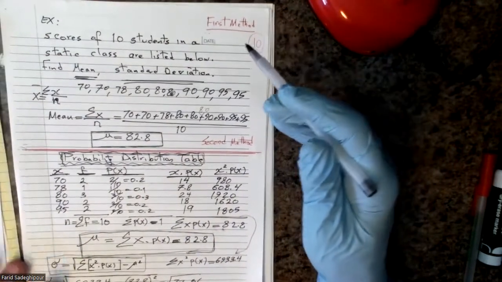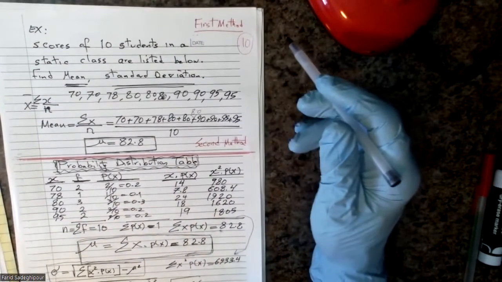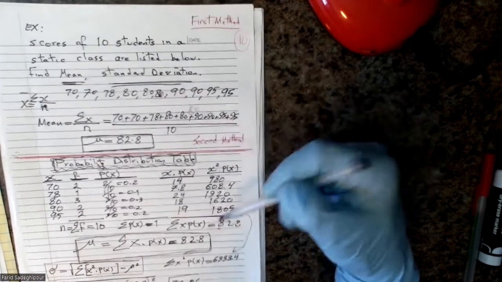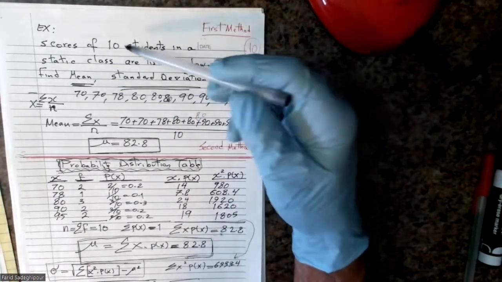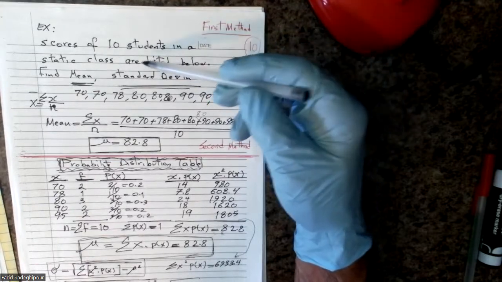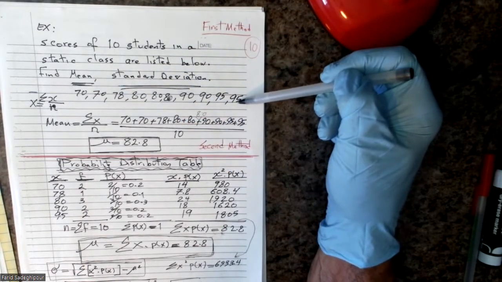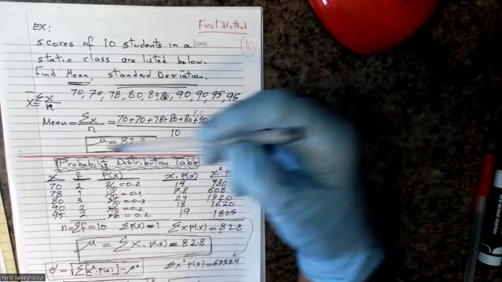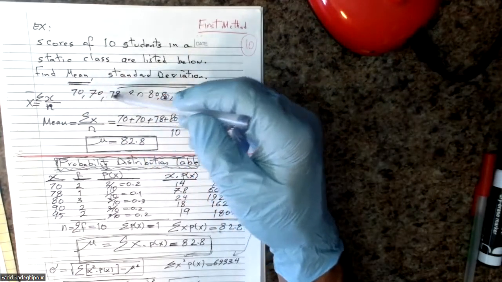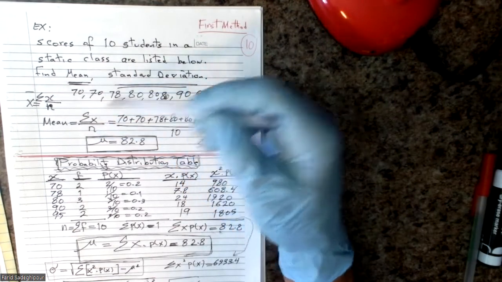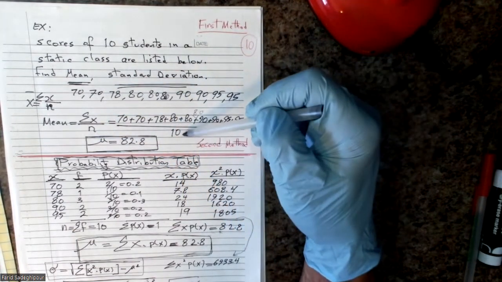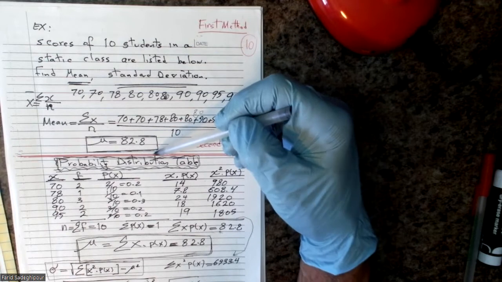Now, in this example I try to use two different methods. Before we studied these sections, if we gave you a bunch of numbers, like the scores of 10 students in a stat class listed below, how do you calculate the mean? The mean is the sum of all these numbers divided by the number of students. So you add all these numbers and divide by 10, and that's 82.8.